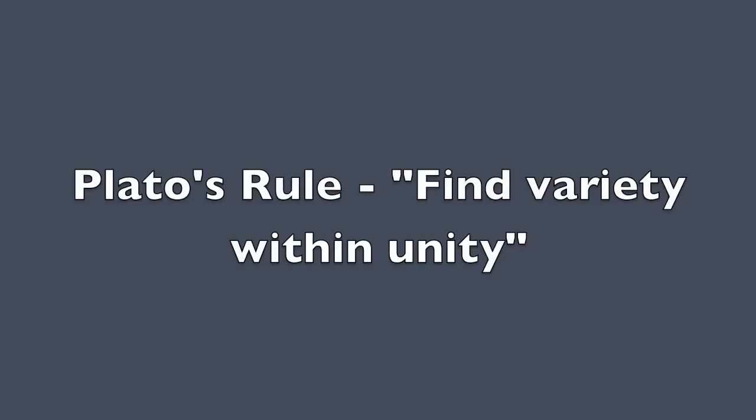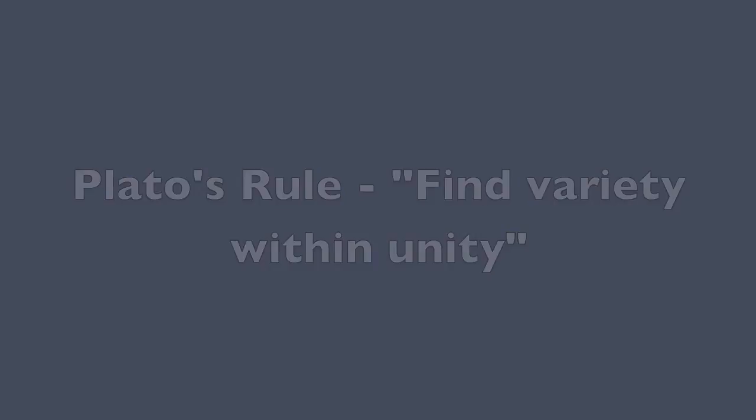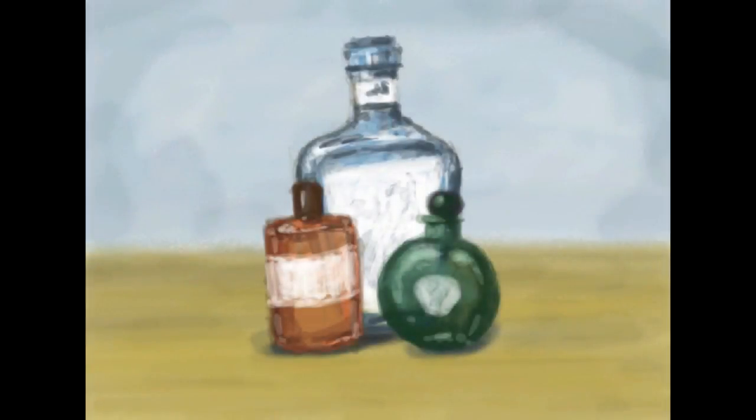The next compositional theory we'll take a look at is Plato's rule. Plato said that in order to find a good composition, you have to find variety within unity. Now, if you know anything about the principles of art, you know that variety and unity are different from each other. Variety deals with contrast and difference, while unity deals with similarities. So Plato suggested you need to find similarities within contrast.